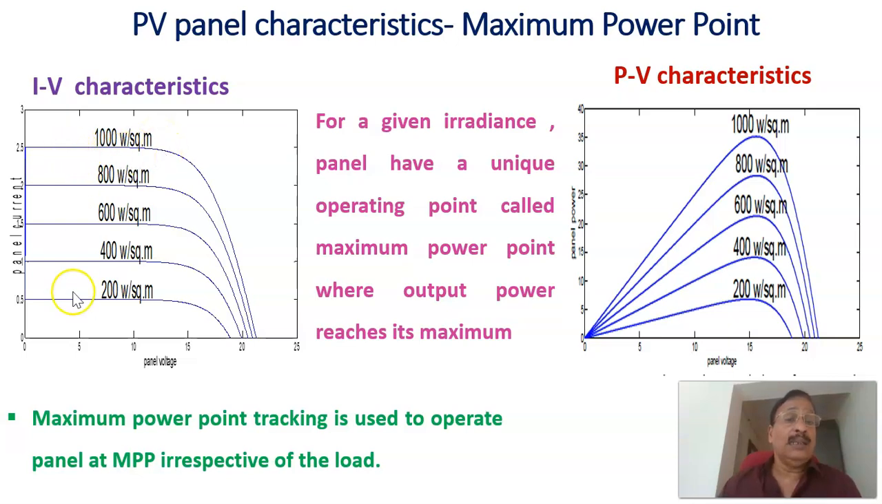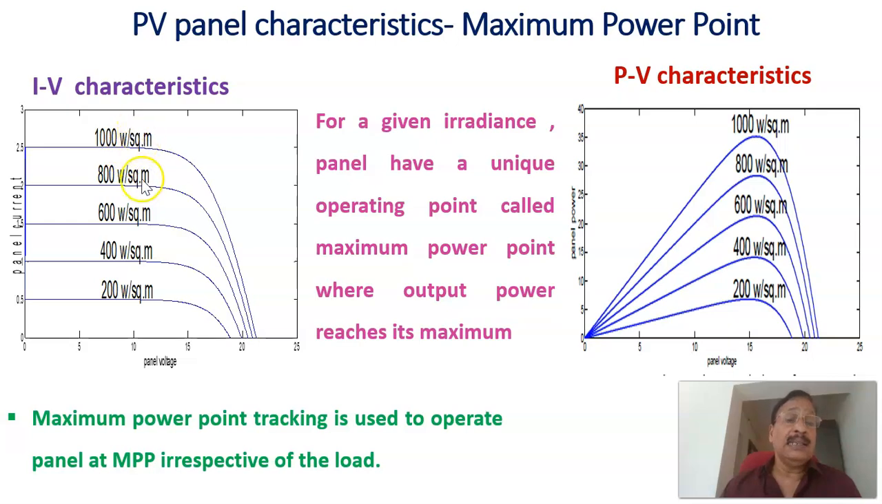Now, if you calculate the instantaneous power by multiplying the instantaneous voltage and the current, then we will be getting the power as such. Therefore, if you plot the power versus voltage, with voltage on this axis and power on this axis, then it is called the PV characteristics. Here, corresponding to 1000 watts per meter square, this is the PV characteristics, and this is the maximum power.